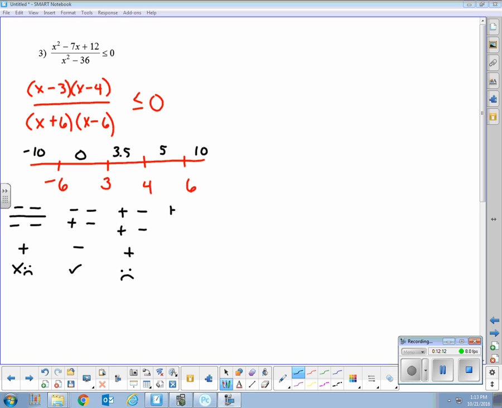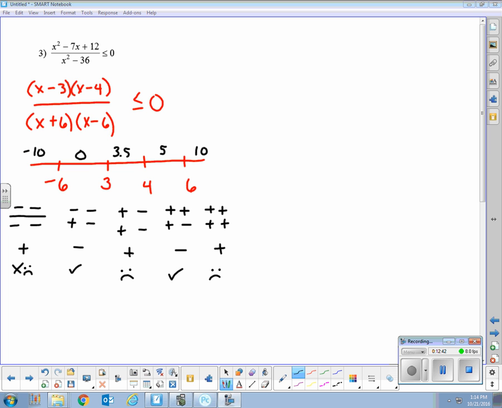5 minus 3 is positive, 5 minus 4 is positive, 5 plus 6 is positive, but 5 minus 6 is negative. We get a negative. Use it. 10 minus 3 is positive, 10 minus 4 is positive, 10 plus 6 is positive, and 10 minus 6 is positive. That gives us a positive interval. Don't use it.